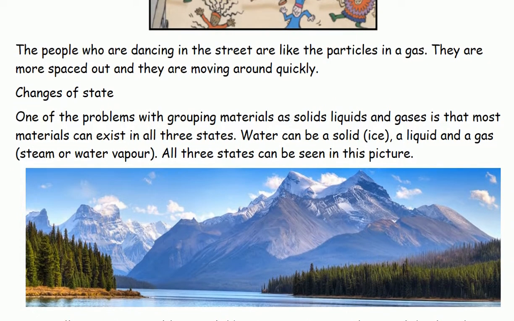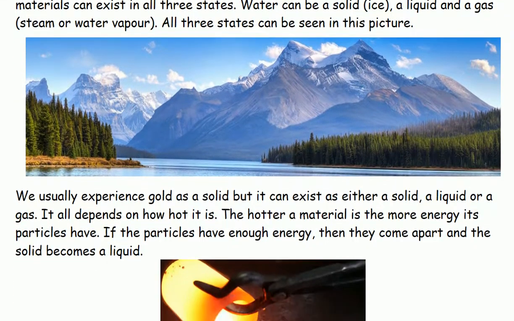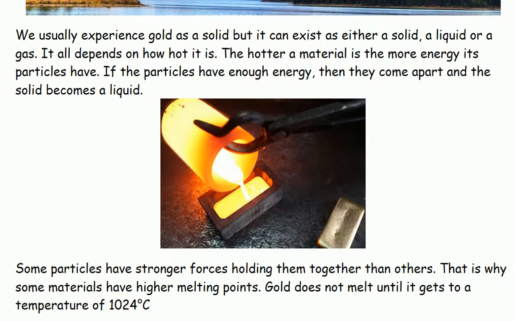Changes of state. One of the problems with grouping materials as solids, liquids and gases is that most materials can exist in all three states. Water can be a solid, ice, a liquid and a gas, steam or water vapour. All three states can be seen in this picture. We usually experience gold as a solid, but it can exist as either a solid, a liquid or a gas. It all depends on how hot it is.